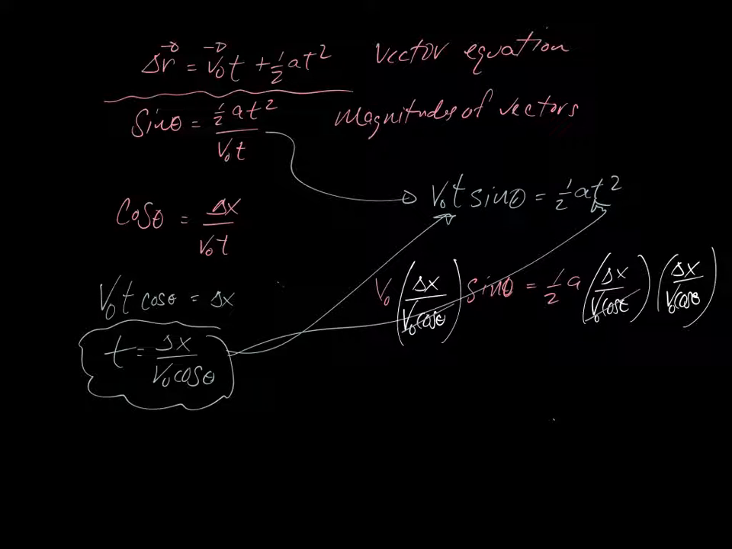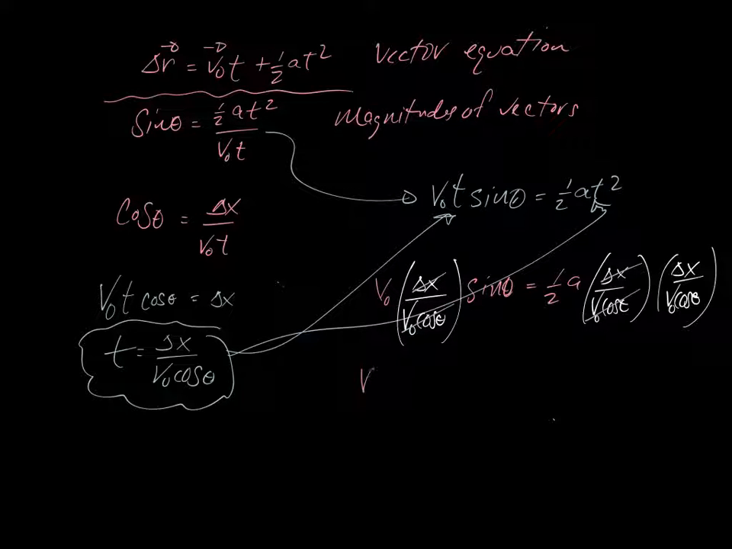I divide both sides by delta x, and this one would be gone, right? Because they'd be dividing into themselves. Let's just clean this up now.